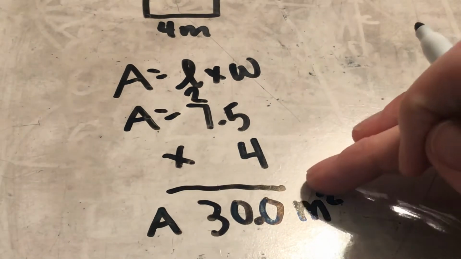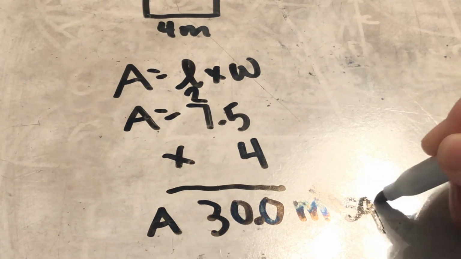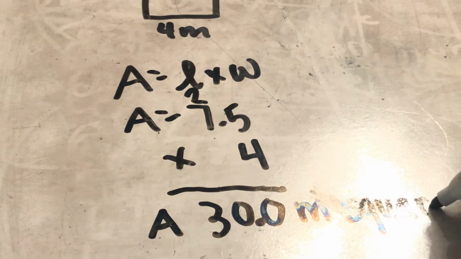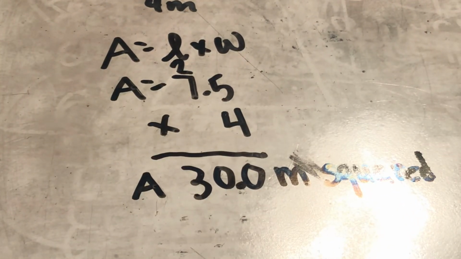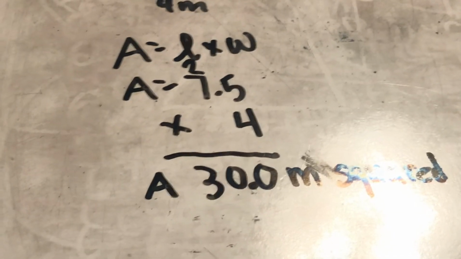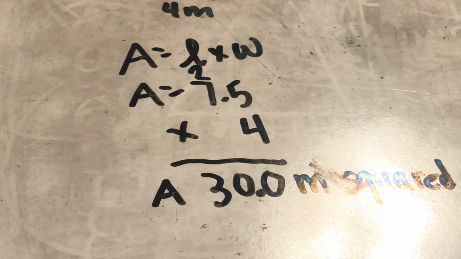Now, today when you're doing your homework, it'll look like this. You're just going to type the word squared. Or you can do square meters. Either way. You could also do 30 square meters. Same thing. Okay, all right. Length times width on rectangles. Let's do one more rectangle here and then we'll look at the square.